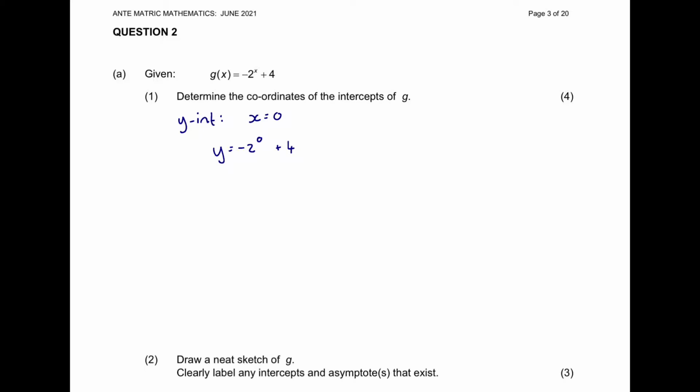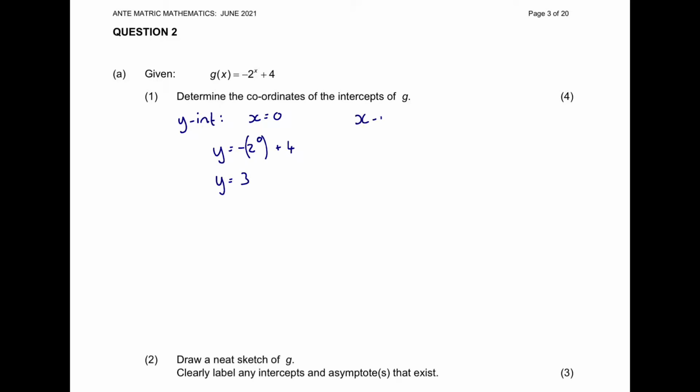Now it's important to see that even in the original equation, that negative is not in a bracket with the 2. So it's not the negative that's being raised to the power of x, only the 2. So in other words, here it's almost as if we were going to put a bracket just around the 2 to the 0. And as you know, that's 1, but negative times 1 plus 4 gives us positive 3. So the y-intercept then is positive 3.